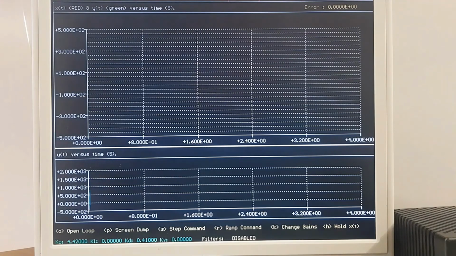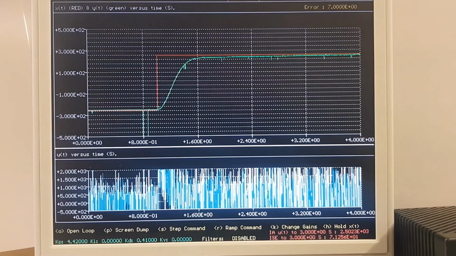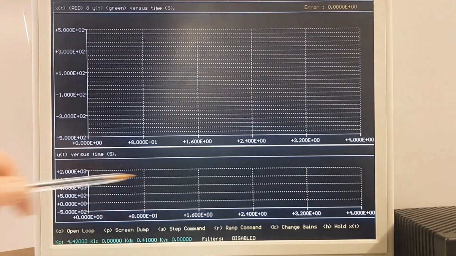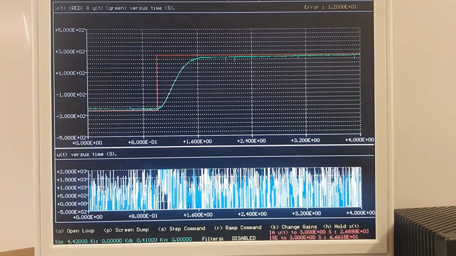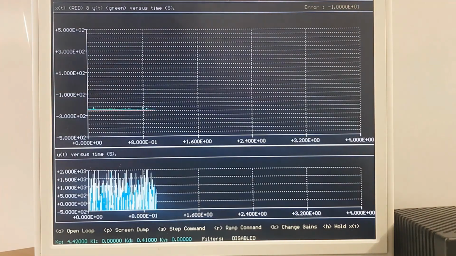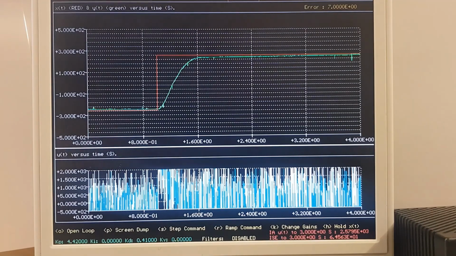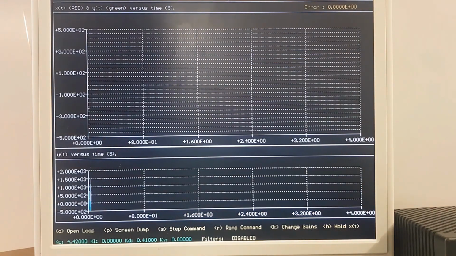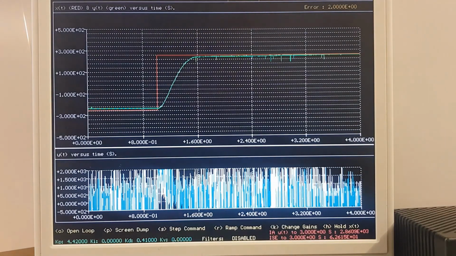So we have the damping of 0.8 now. Notice now this signal here has got very noisy indeed, as it's amplifying the noise. And a little bit of loss in accuracy in the system as well. But it is controlling it. There's no overshoot, is there?